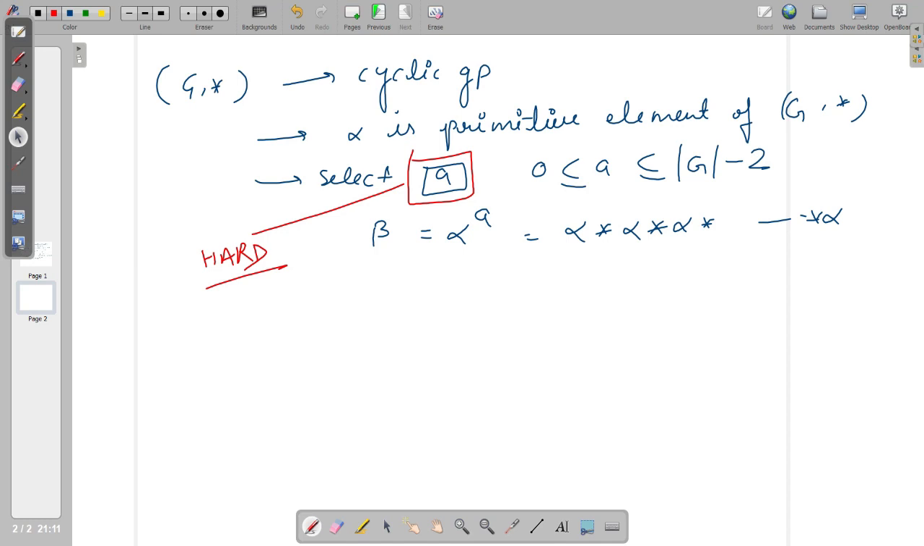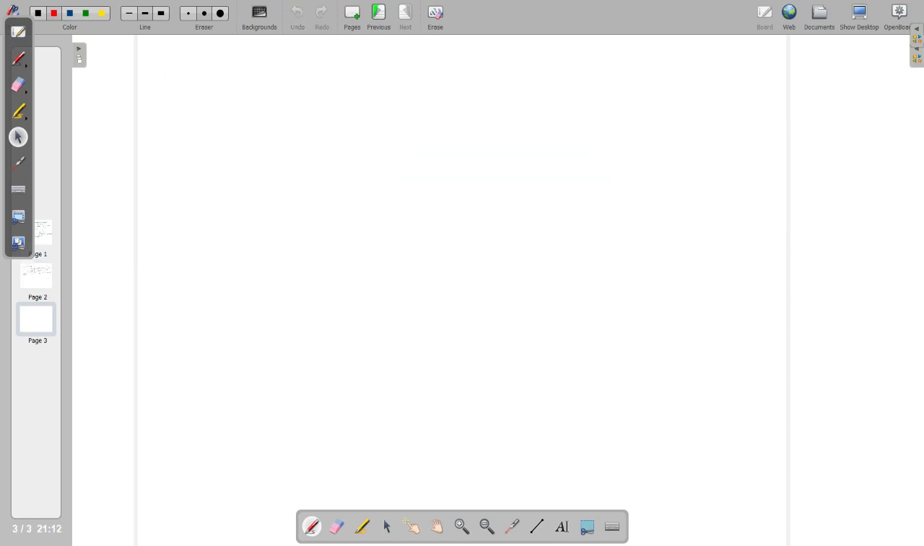Now what is the generalized Elgamal cryptosystem? Let's say we have a sender, Alice, and we have a receiver, Bob. Bob has its own public key and private key. This EB is the public key of Bob, and this db is the private key of Bob.